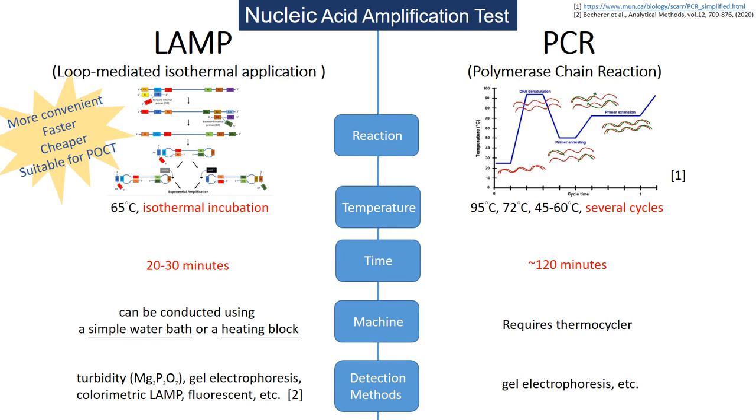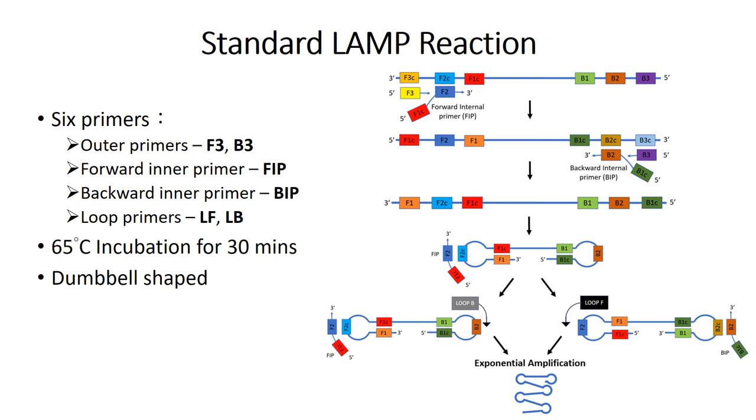Therefore, LAMP is more convenient, faster, cheaper, and more suitable for point-of-care tests. In LAMP, there are 4 to 6 primers specific to identify regions of target DNA or RNA sequence. Amplification initiates from strand invasion by one of the inner primers, and the strand-displacing BST DNA polymerase extends the primer and separates the target DNA duplex.